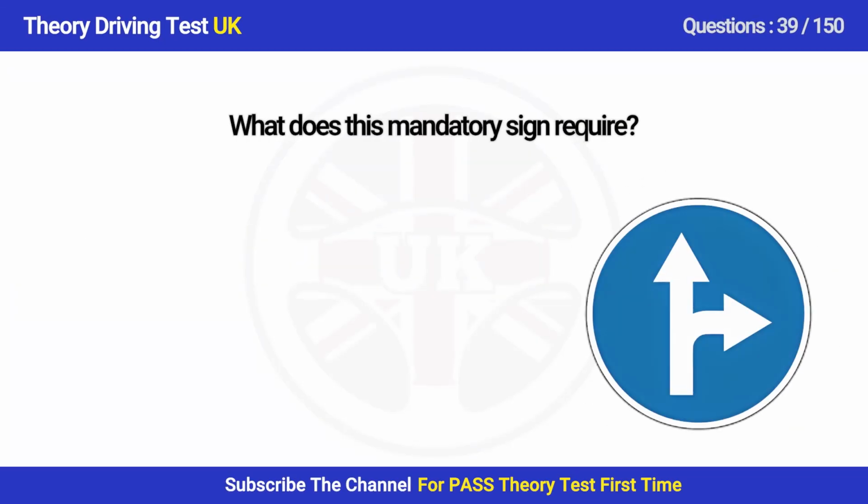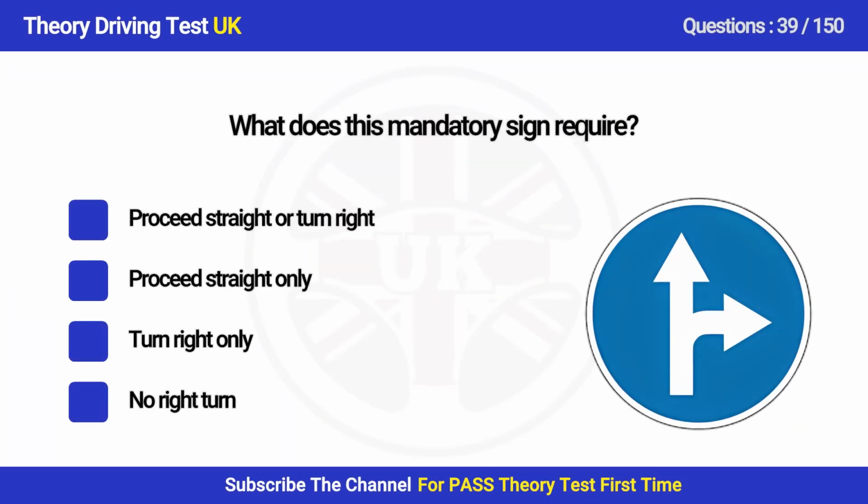Question 39. What does this mandatory sign require? A. Proceed straight or turn right. B. Proceed straight only. C. Turn right only. D. No right turn.